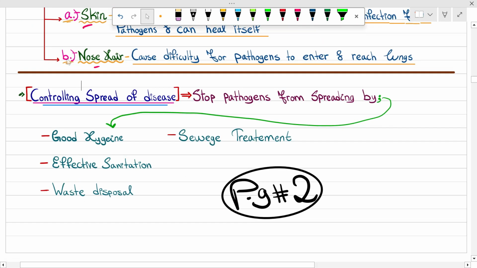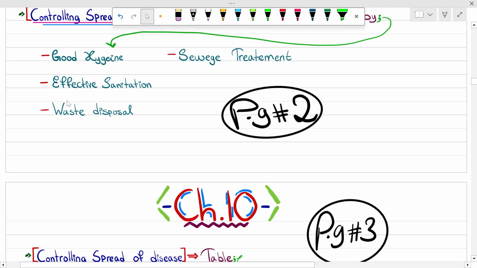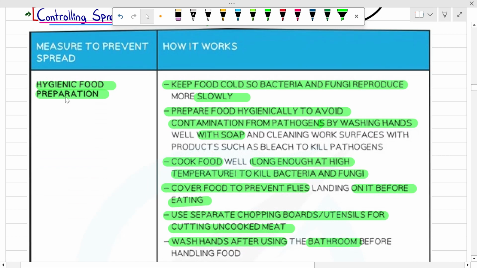So this way we have finished the types of defenses in our body. Now let's see how we can control the spread of disease. By controlling the spread of disease, we mean we have to stop the pathogen from spreading by good hygiene, effective sanitation, waste disposal, and sewage treatment. So let's have a look at this table here.